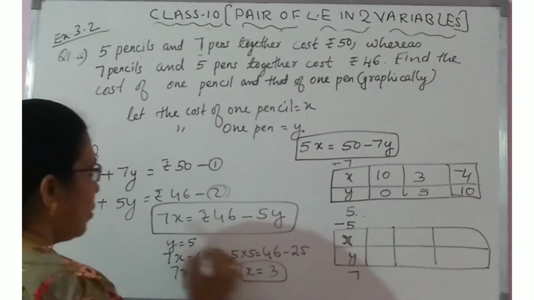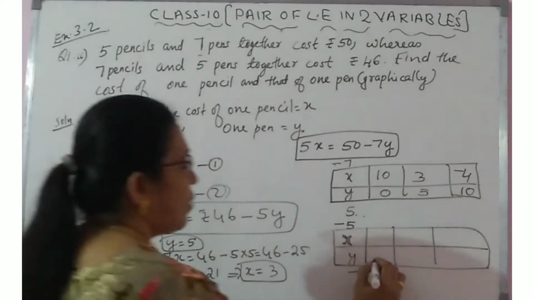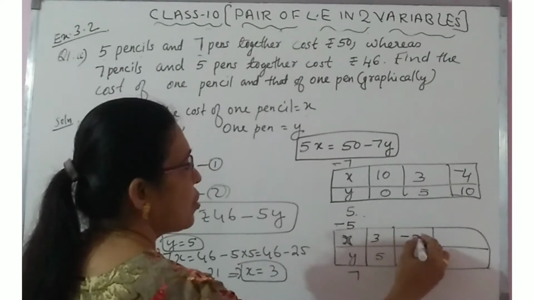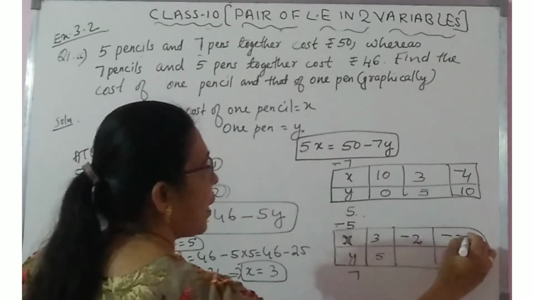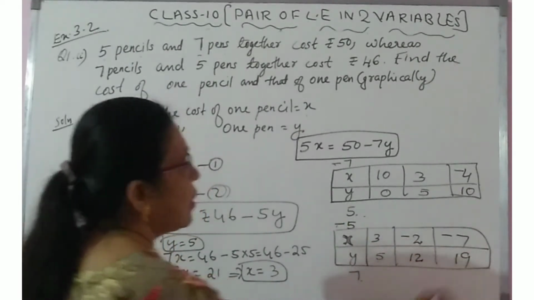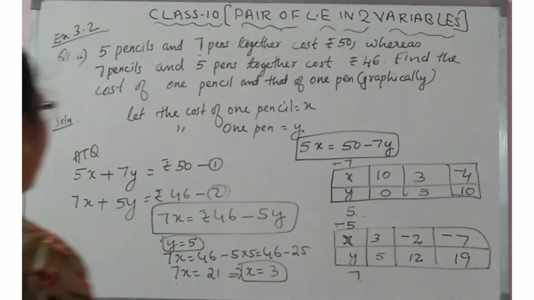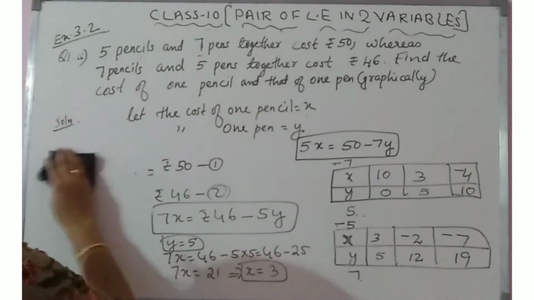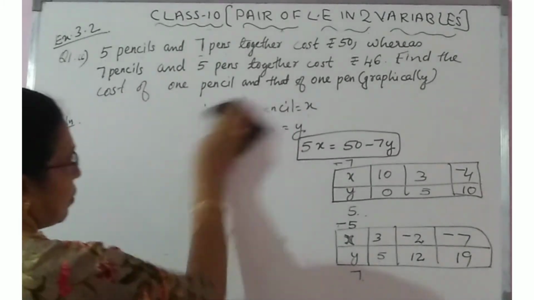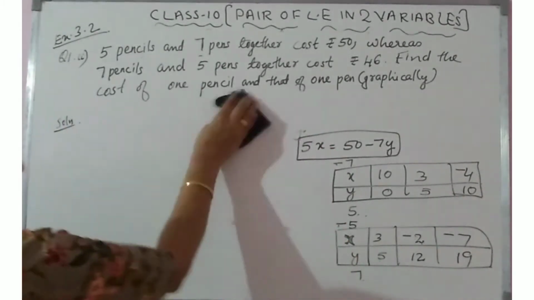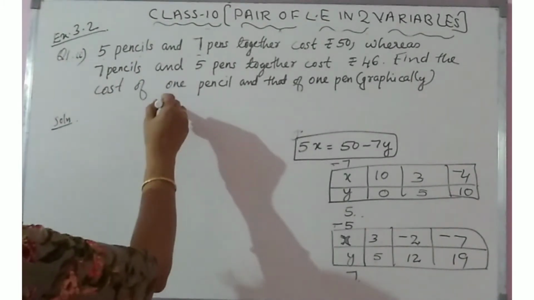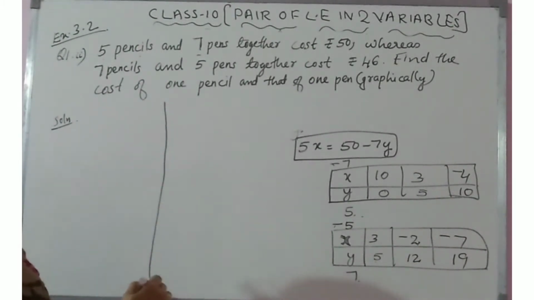We are getting the x value. Y value is 5. I am writing y value 5 here and x value 3 here. 3 plus minus 5, minus 2. Minus 2 plus minus 5, minus 7. 5 plus 7, 12. 12 plus 7, 19. Got 3 values. Now we can draw the graph. So we need only the 2 boxes. We can draw the graph of that equation. You have to draw it on graph paper and find the correct solution.